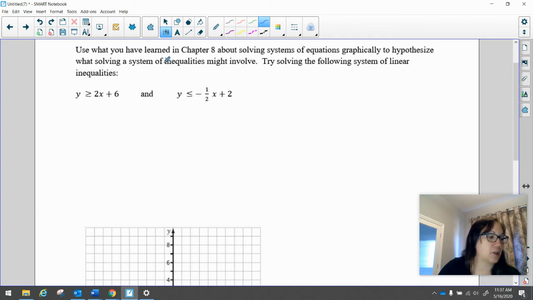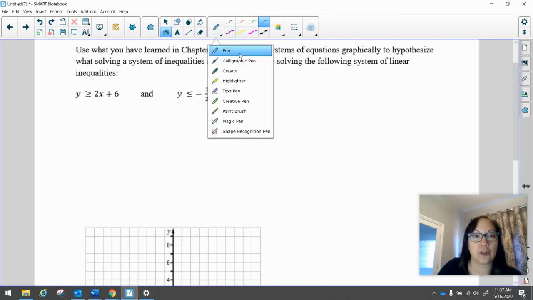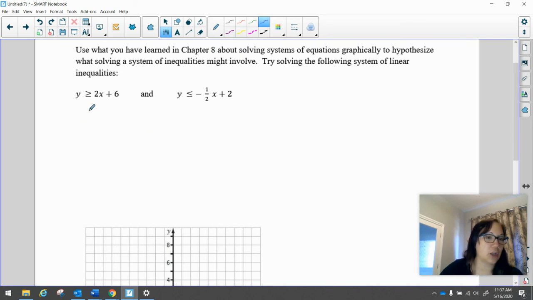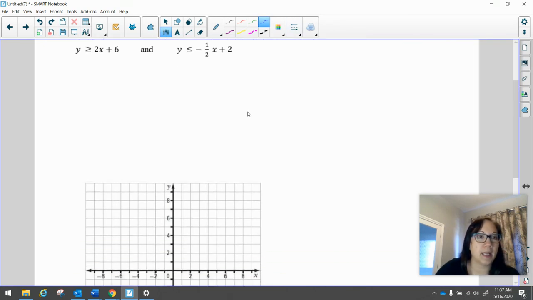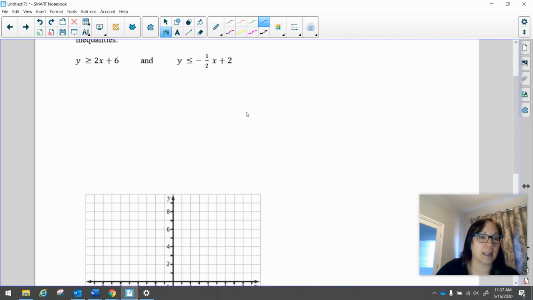We're going to graph each of them, and then we're going to graph their solution regions, and we're going to see where they overlap. And that will be our ultimate solution region for this question. So my first one, I'll do it in blue. And so I get y is greater than or equal to 2x plus 6.